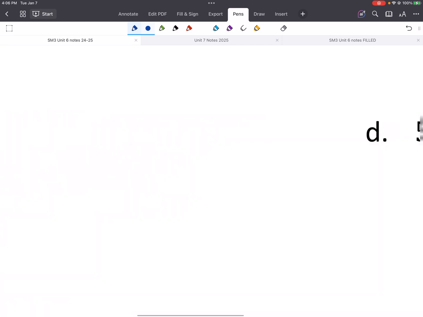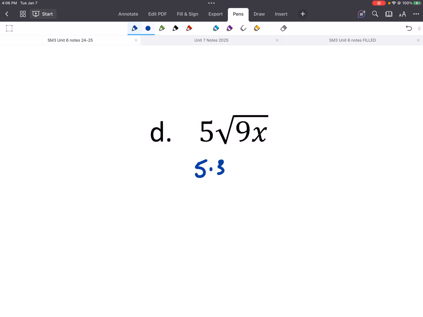Okay, and then for D, very similar. The square root of 9 is 3, so 5 times 3 square root of x, or 15 square root of x.